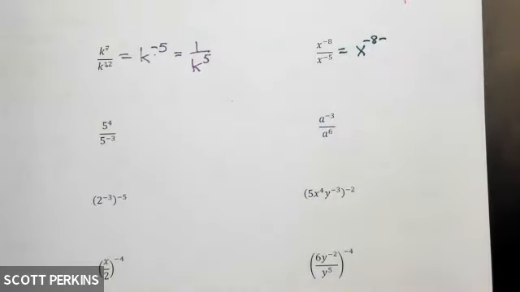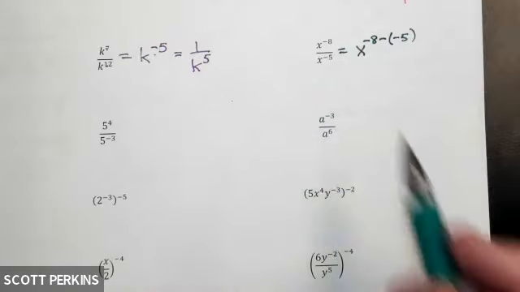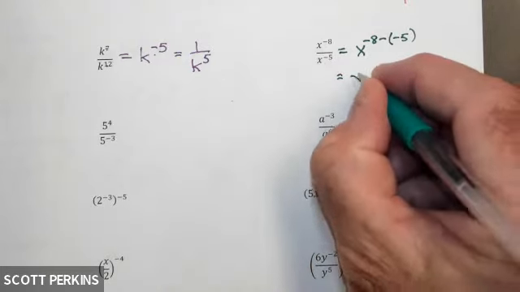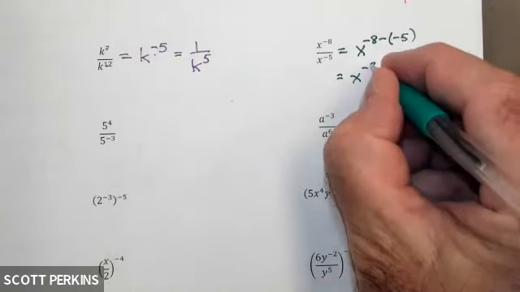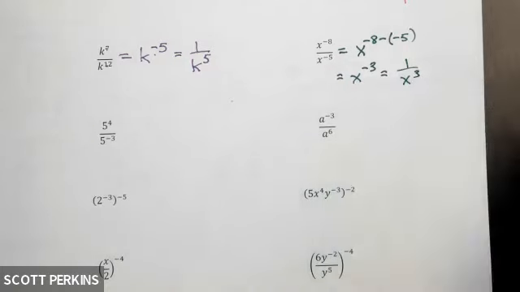Then I'm subtracting because of the quotient rule. Then my power in the denominator is negative 5. So I have negative 8 minus negative 5. And when you subtract a negative, that's negative 8 plus 5, which becomes negative 3, which is 1 over x to the 3rd. That should be your final answer.